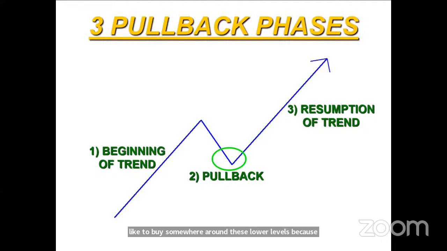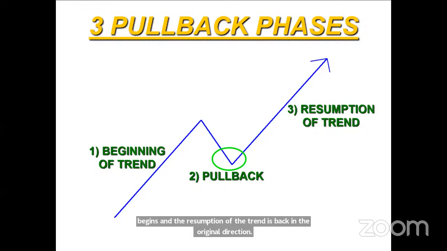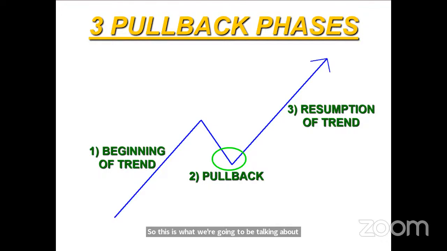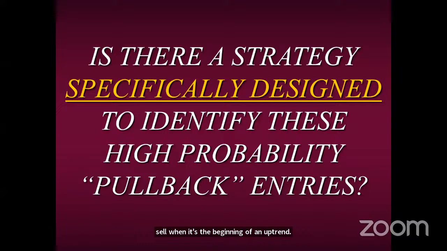So this is what we're going to be talking about today. The trouble is that most traders don't know these three pullback phases, and they have a very difficult time trading pullbacks because they'll buy when it's actually the beginning of a downtrend, or sell when it's the beginning of an uptrend. So it leads traders to ask if there is some type of specifically designed strategy to identify these high probability pullback entries in these high probability pullback zones. The good news is, yes, there is.